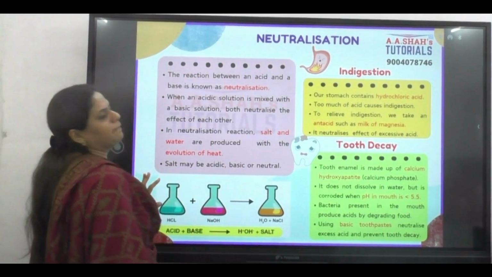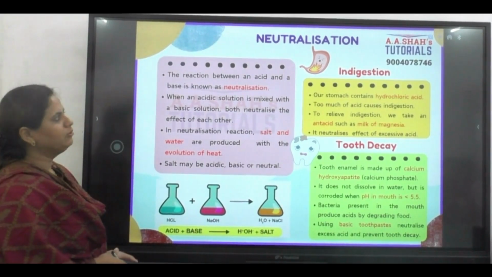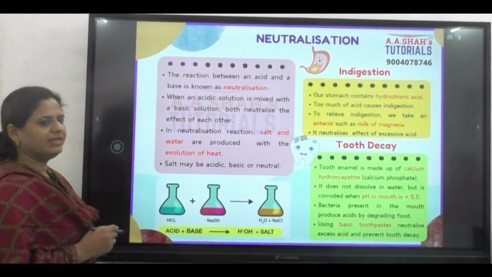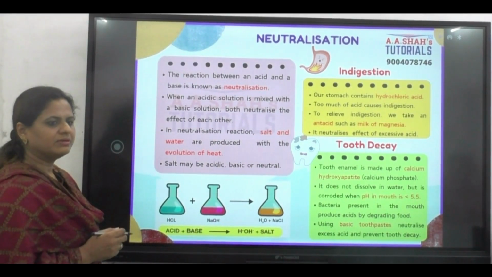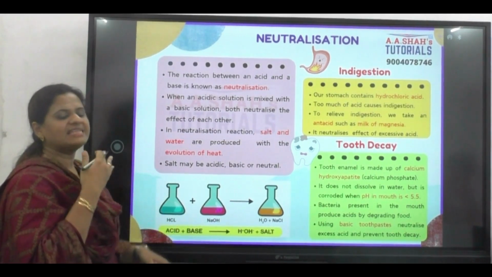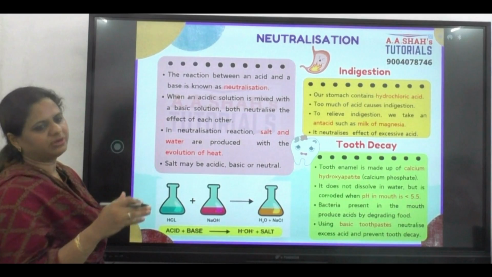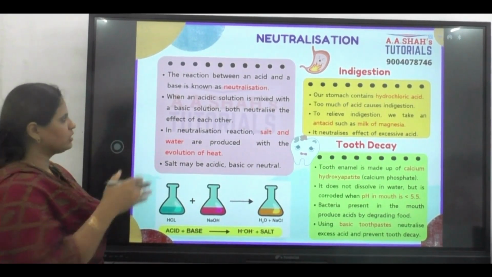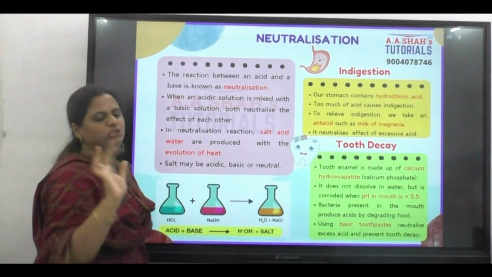Next, the last topic is neutralization. What do you mean by neutralization? Yes, the chemical is equally balanced. Acids and bases, when they balance each other, cancel the effect of each other and it becomes neutral. So that is called neutralization. The reaction between an acid and a base is neutralization.